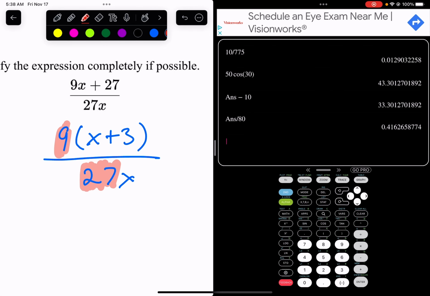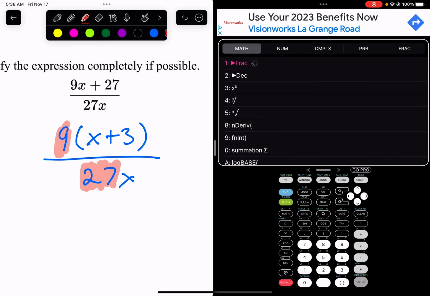If you can't, no worries, you just go to your calculator, 9 divided by 27. We get a decimal.